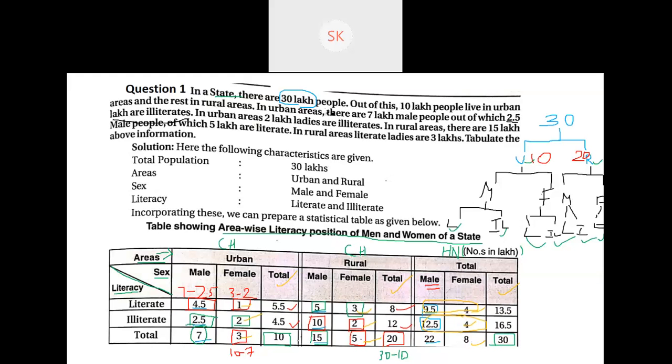Very colorful tabulation we did. So this is your first problem. Did you all understand? Anybody has a doubt in this?